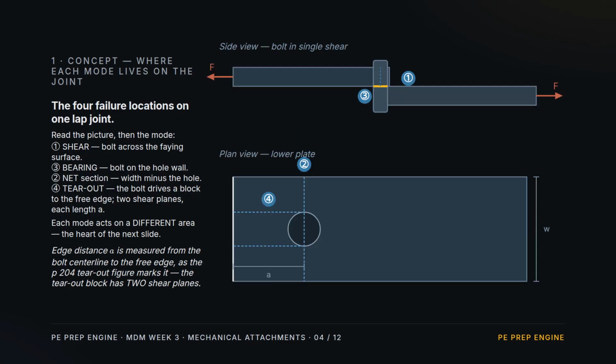Concept. Where each mode lives. Top. The side view. The bolt crosses the faying surface in single shear at marker 1, and it presses on the hole wall in bearing at marker 3. Below, the plan view of the lower plate. Marker 2 is the net section, the plate width minus the hole, where rupture runs. And marker 4 is the tear-out block, the bolt drives toward the free edge, shearing on 2 planes over the edge distance A. 4 modes, 4 locations, and as the next slide shows, 4 different areas.